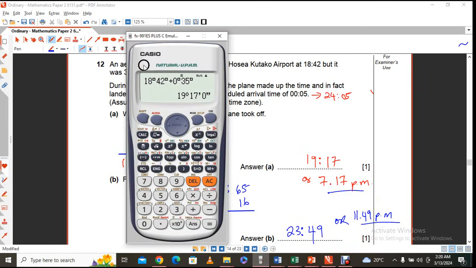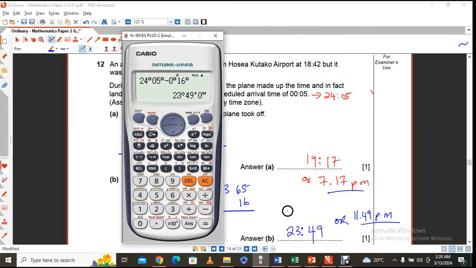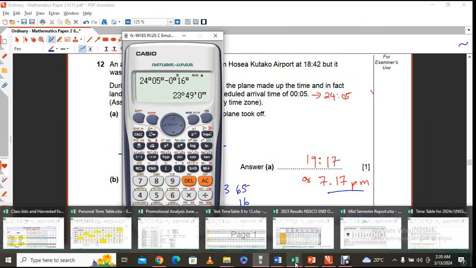Or alternatively, I'll use my calculator, but don't leave your calculator in that form. So I would say 24 hours and 5 minutes, take away 0 hours and 16 minutes. Of course, it gives me 23 hours 49, which is the required time, and then you just write it like that.